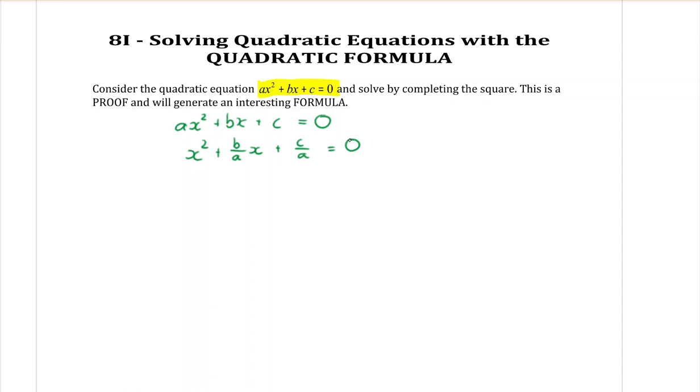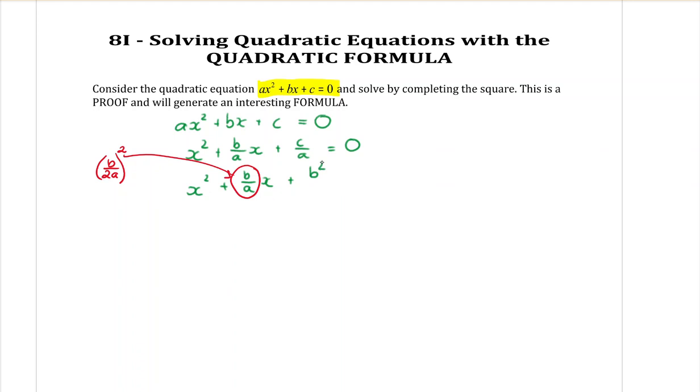The process for completing the square is to take the first two terms, the x squared plus the b over a x. Now this is the fun part. We take the coefficient of the x, and to complete the square, we always want to halve that. To halve it, I just need to divide an extra 2 on the bottom, so that the 2 appears on the bottom of that fraction, and I need to square that.